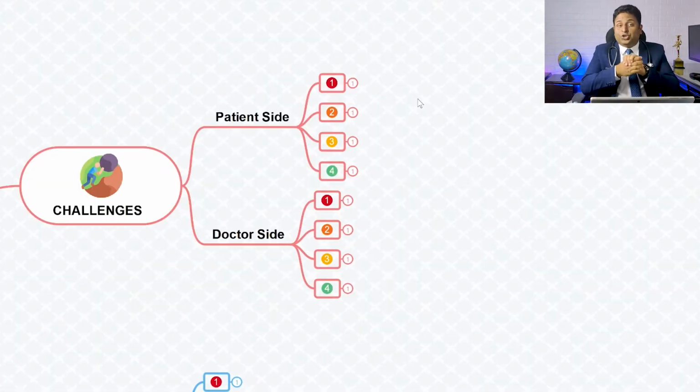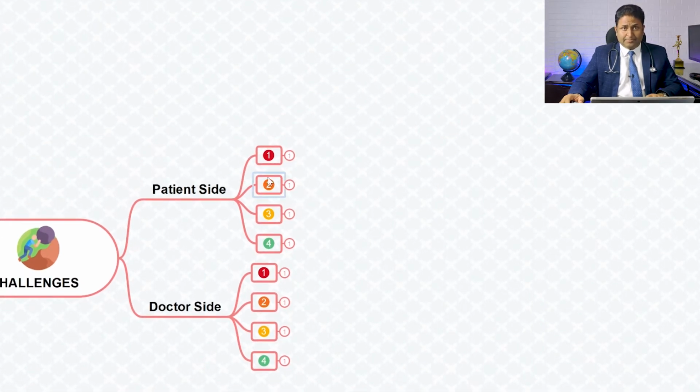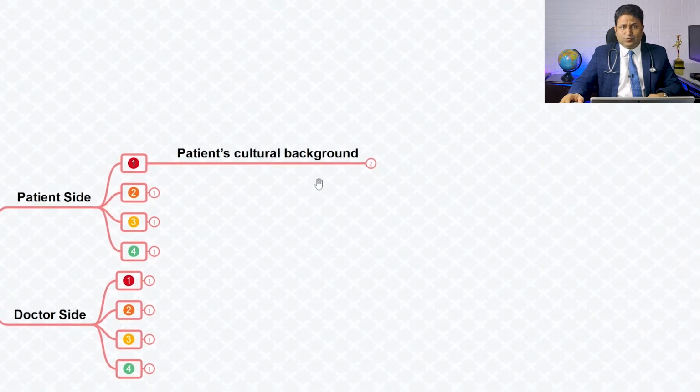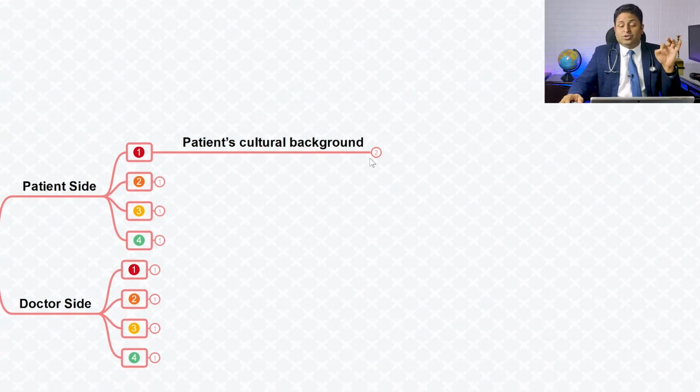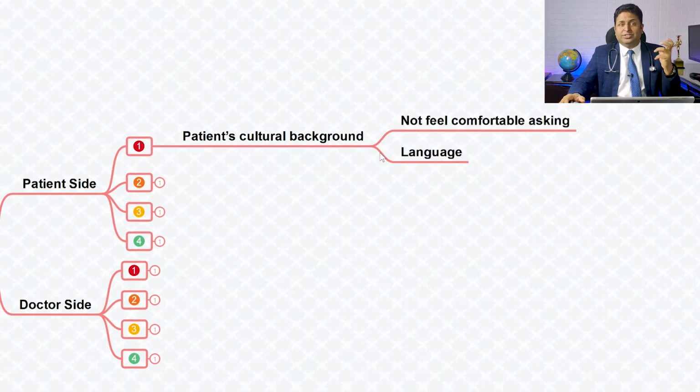First, let's look into the challenges in patient engagement. In the challenges, we have two sides: one is patient side challenges and the other is doctor side challenges. First, let's look at the patient side challenges. The first one is patient cultural background. Based on the cultural background of the patients, language could be a great barrier to interacting, and a patient may not feel comfortable interacting with the doctor because of the language barrier or other cultural barriers.